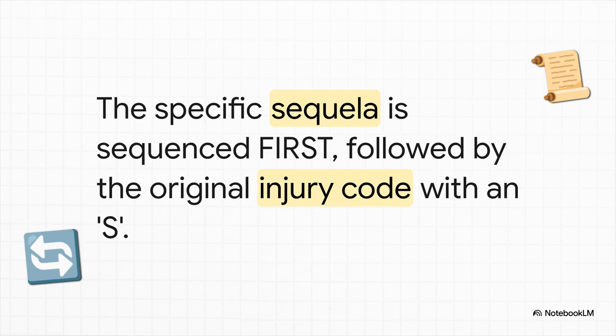When you code a sequela, the guidelines state you must use 2 separate codes, and the sequencing is highly specific. You actually code the specific sequela first, like the scar itself. Then you follow it with the original injury code, appending that seventh character S. That little S literally dictates the entire clinical order of the patient's chart.